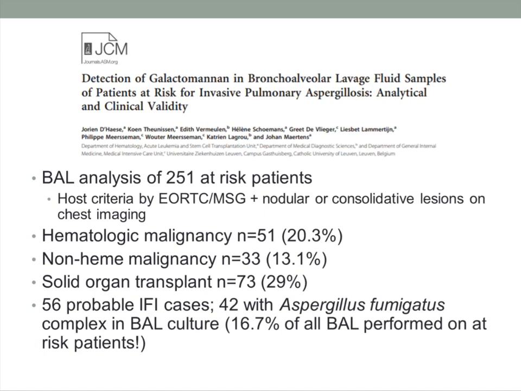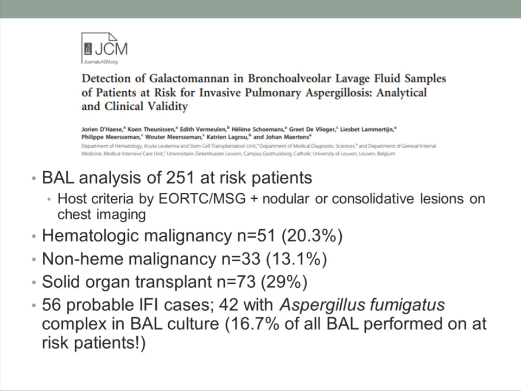So this was a study of 251 patients from Belgium. They used the same definitions that I showed you before for, is this patient at risk? They have hematologic malignancy, GVHD, that kind of thing, solid organ transplant. Hematologic malignancy was only a subset, about 1 out of 5 patients in this study. They did have 56 cases of IFI, 42 of those were fumigatus, and their yield was actually 16.7%, somewhere in the middle of that 10 and 30 that I showed you before.